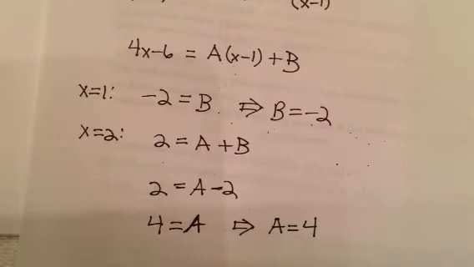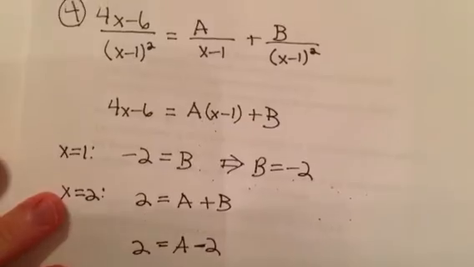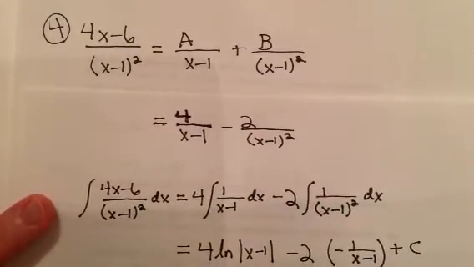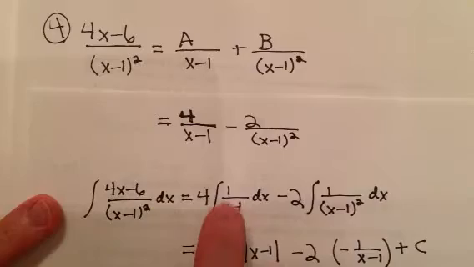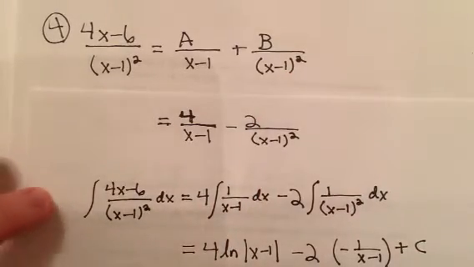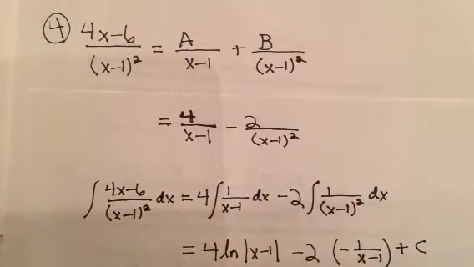And so we have, with the values of A at 4 and B at negative 2, the partial fraction decomposition that results. For A over x minus 1, this will be equal to 4 over x minus 1, and then for B we have negative 2 all over x minus 1 quantity squared. And so we can perform integration where the integral of the original ratio is equal to 4 times the integral of 1 over x minus 1 dx minus 2 times the integral of 1 over the square of x minus 1 dx.